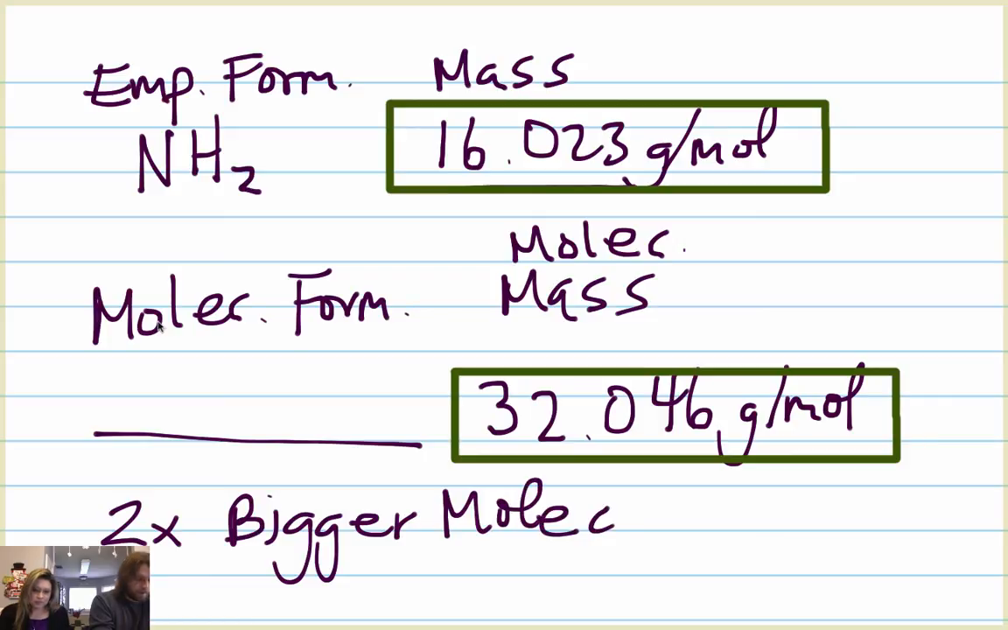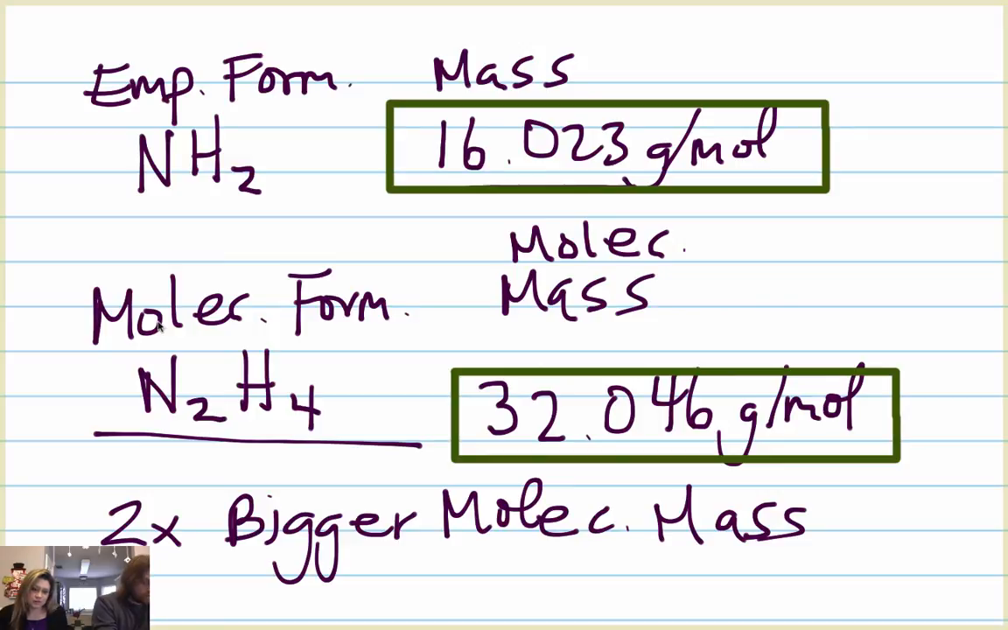Molecular mass. I'm just writing everything out so I don't confuse anything. So what does that mean for the molecular formula? Your formula would also be 2 times larger. So multiply everything by 2: the nitrogen times 2 and the hydrogen times 2. So therefore my molecular formula is N2H4.